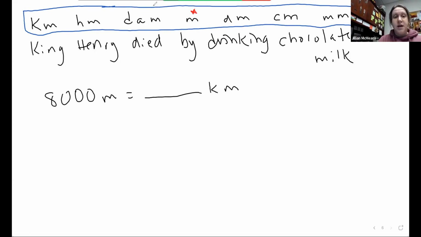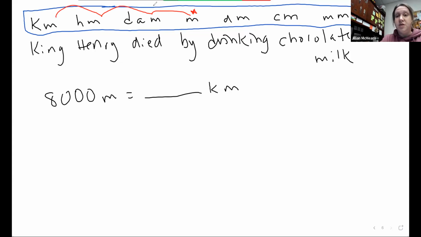Pretend that's a little X, and I need to go to kilometers. So I ask myself, which direction is kilometers from meters? It's to the left. How many units to the left? Well, I would have to go back 1, 2, 3. Okay, so I would move my decimal 3 places to the left.